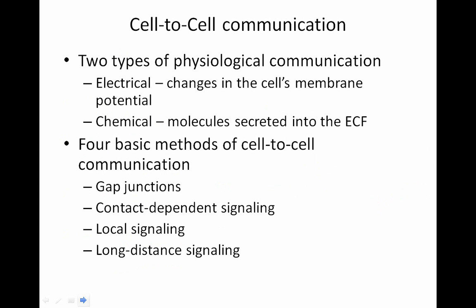They can do it either electrically or they can do it chemically. When we're talking about electrical communication, we're changing the membrane potential of a given cell. When we're talking about chemicals, we're talking about a molecule that's secreted into fluid and influences how a particular cell behaves. Using either of these two methods, we can communicate through gap junctions, through contact, through local signaling mechanisms, or we can do it in a long-distance fashion. And we're going to look at each of these 4 types.